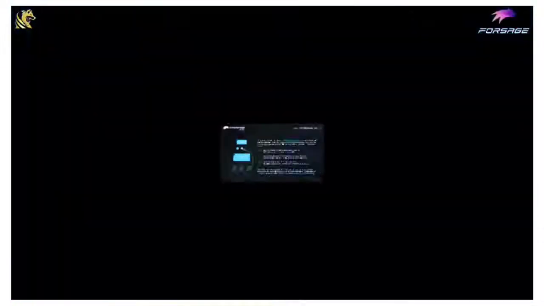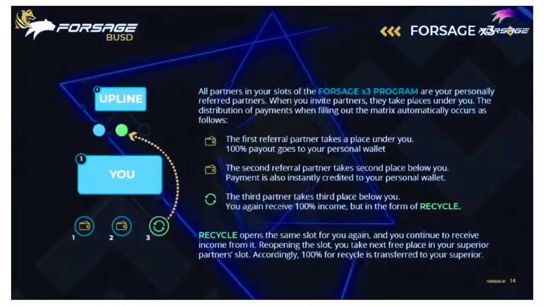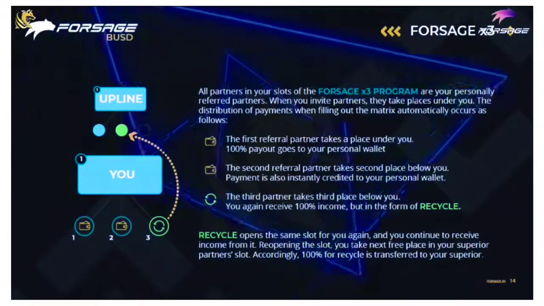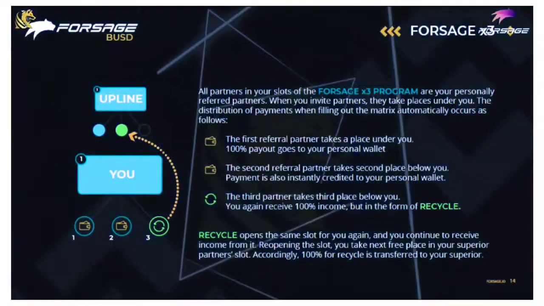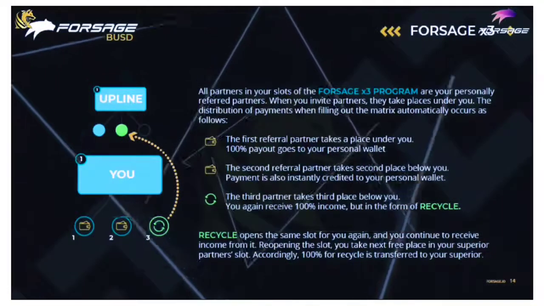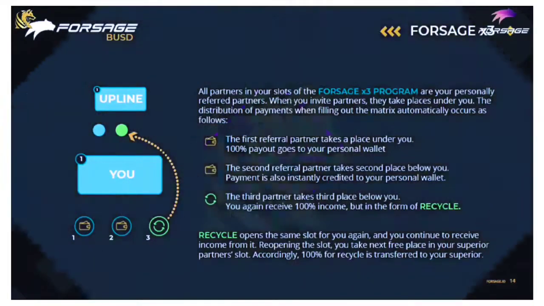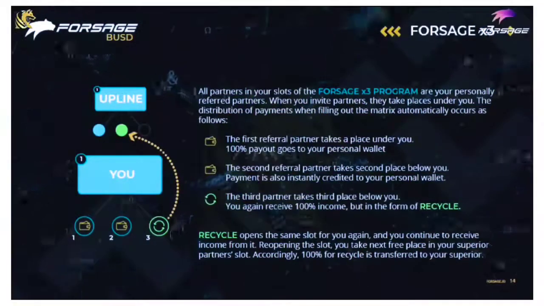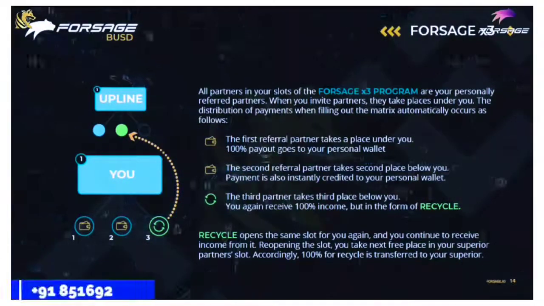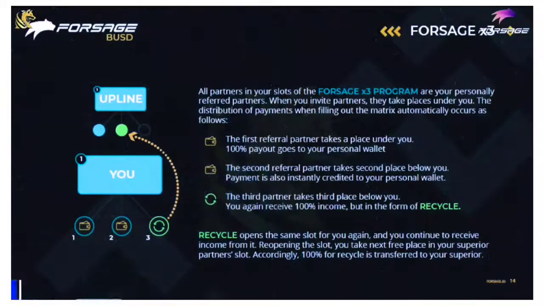So if we talk about the working of the X3 program, here you get all personally referred partners. When you invite partners, they take place under you. The first referral partner takes a place under you, 100% of the amount goes to your personal wallet. Similarly, the second partner comes and pays you in your personal wallet. But when the third partner takes a place below you, you again receive 100% income but in the form of a recycle. Here recycle means opening of the same slot for you again and you continue to receive income from it. Always 100% of the recycled amount is transferred to your upline.